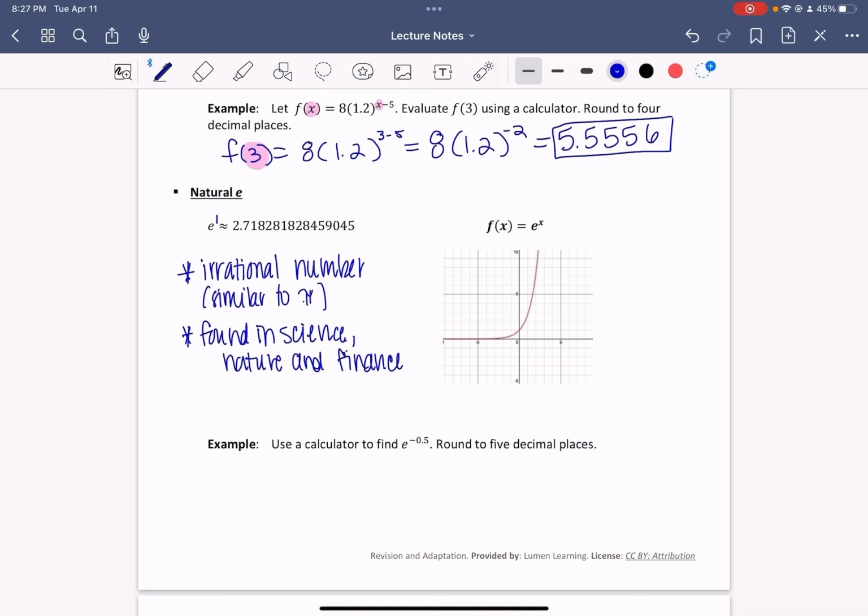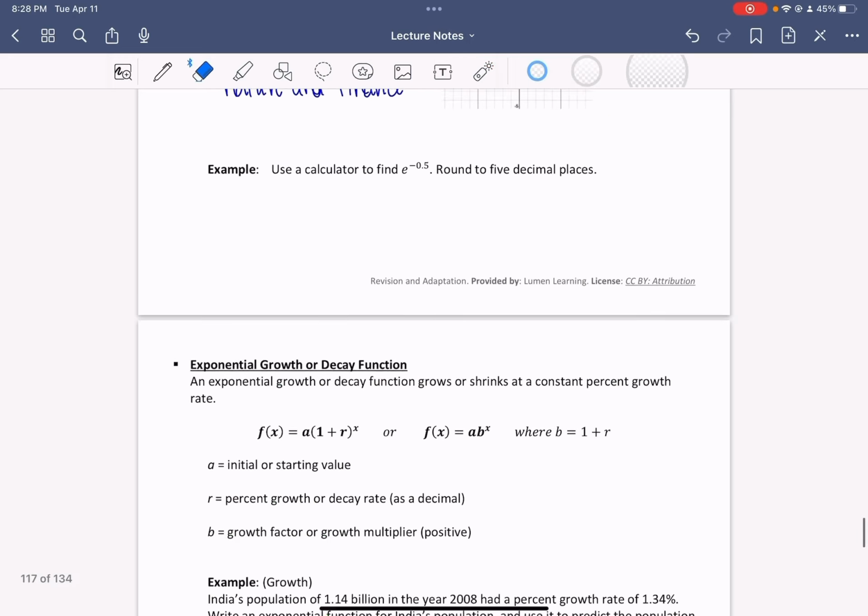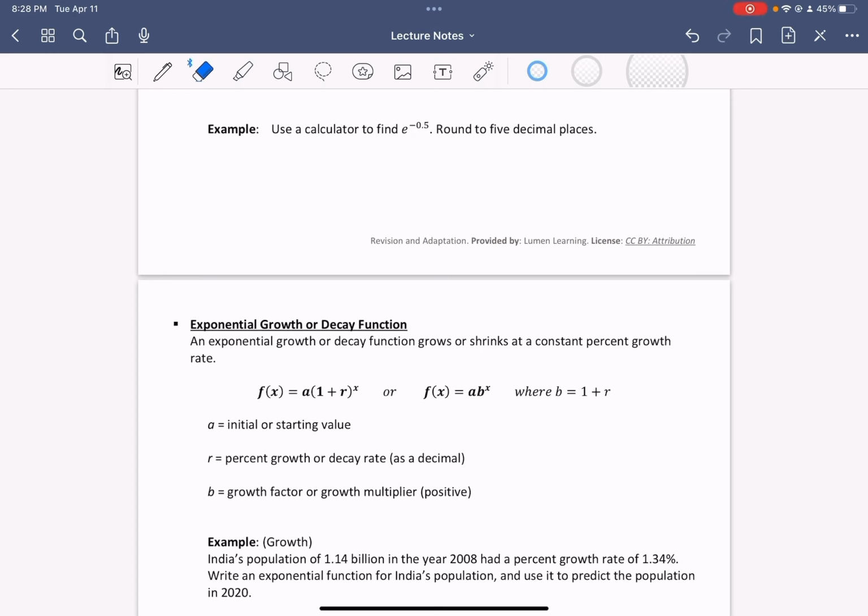And so we're going to be working with this E, what that graph looks like. You can see I have it graphed here. F of x is equal to E to the x. It is an exponential function. You can see it kind of flatlines, then jumps up really dramatically, just like we were seeing in those earlier examples. So just to ease into working with our E's, first thing I'm going to do is I'm going to use this example here. Use a calculator to find E to the negative 0.5, round to 5 decimal places.